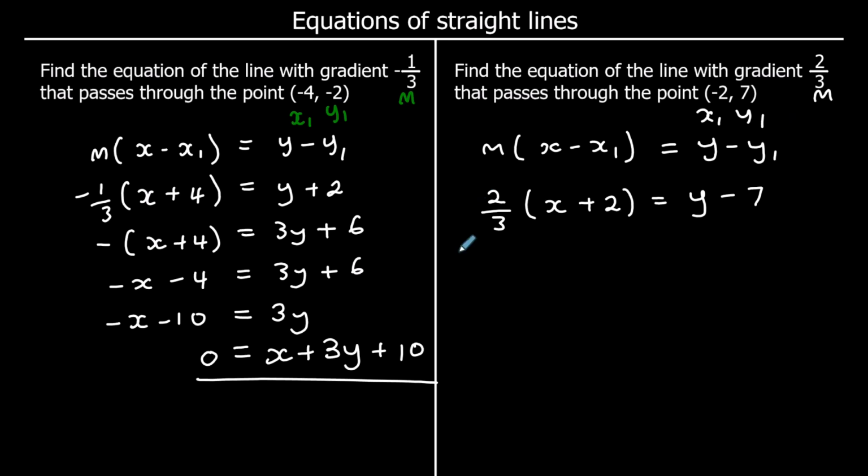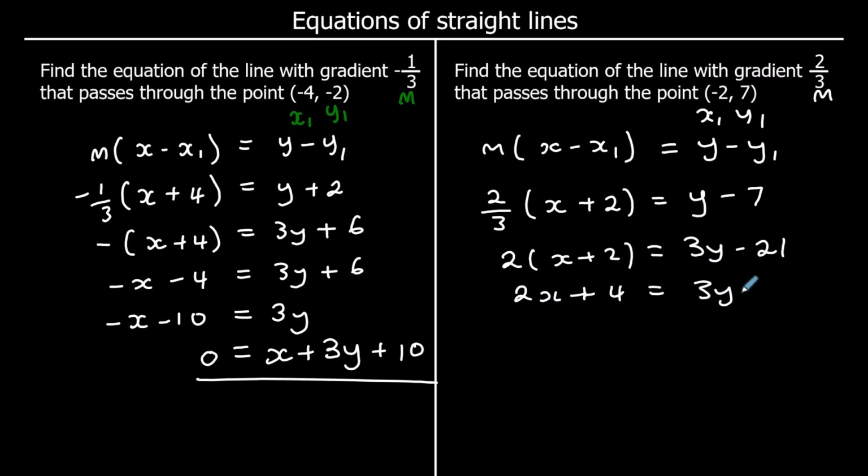Let's do ax plus by plus c equals 0 though. So I'm going to times by 3. So that'd be 3y minus 21 on the right side. Expand the bracket. And move everything over to the left. So I've got 2x's minus 3y's plus 25 equals 0.